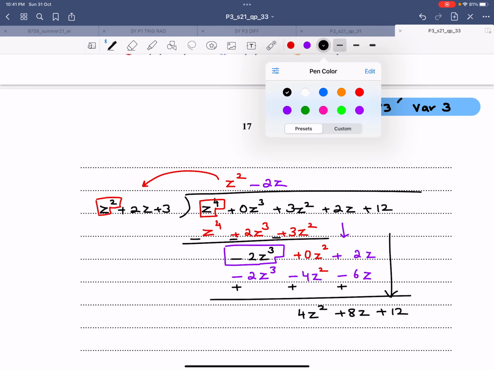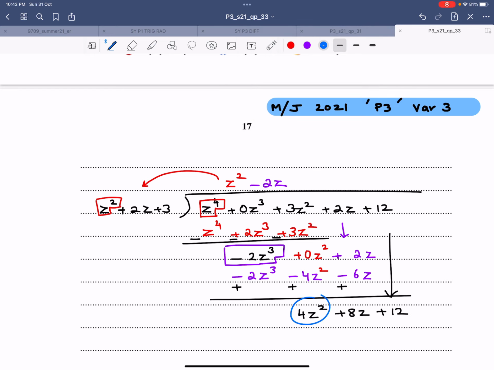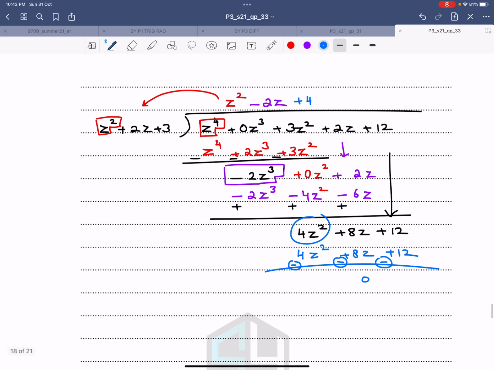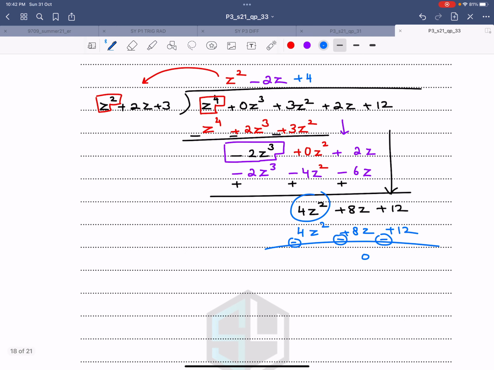And for the last time, repeat the process. 4z square over z square, that is 4. That is 4z square plus 8z plus 12. Looks everything perfect to me. Negative sign, negative sign, negative sign. You get a 0. You should be getting a 0 because it was a factor. So therefore, what is the ending of the story? The function of z is z square plus 2z plus 3. You already know the two roots from here. That's how you got this quadratic factor.